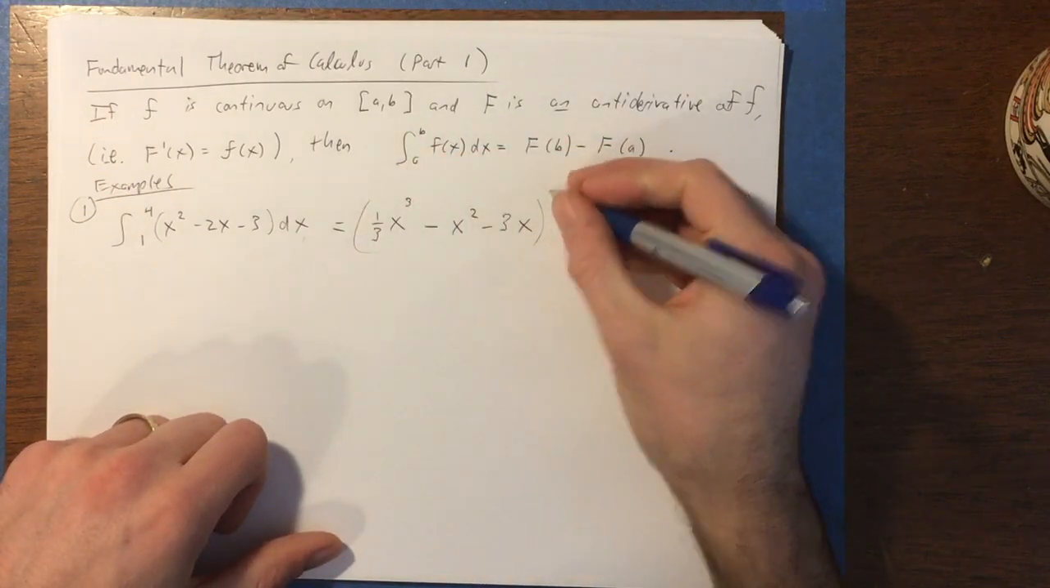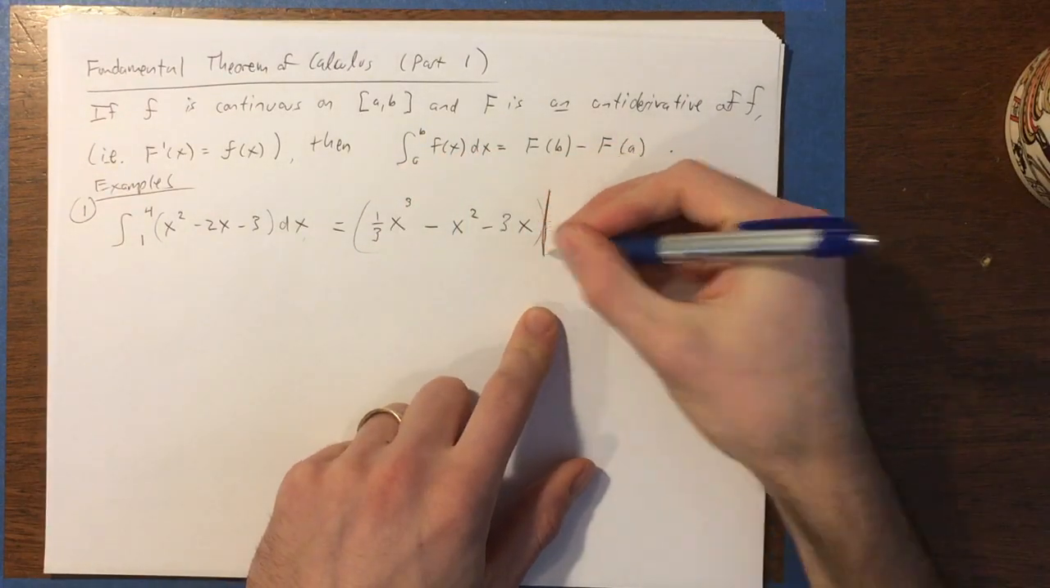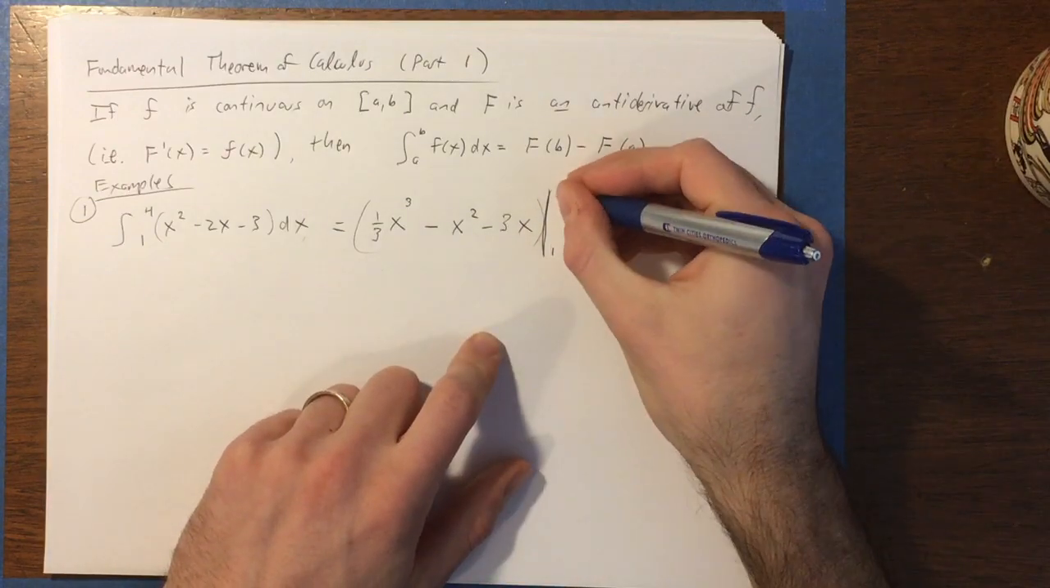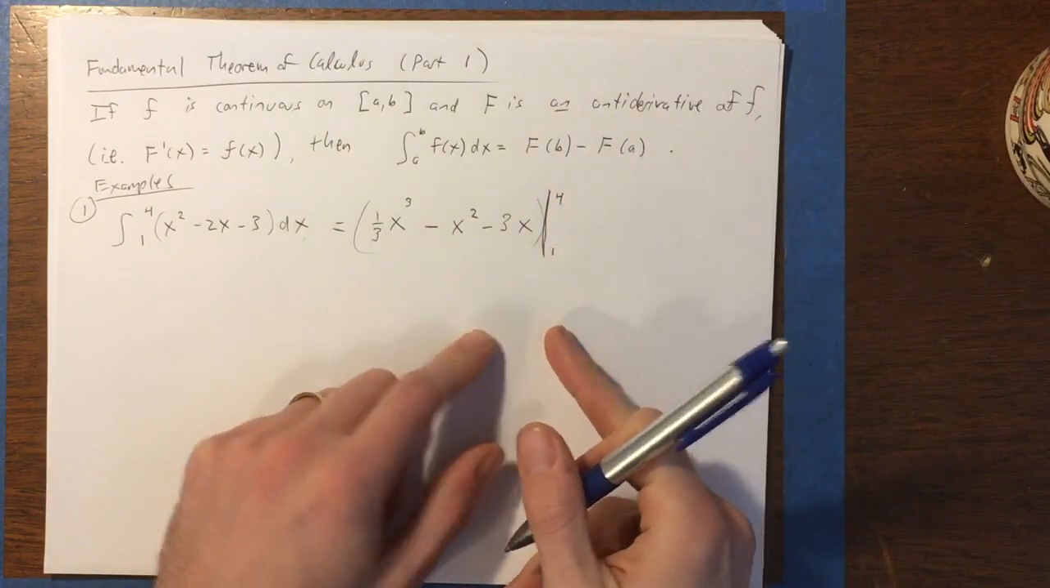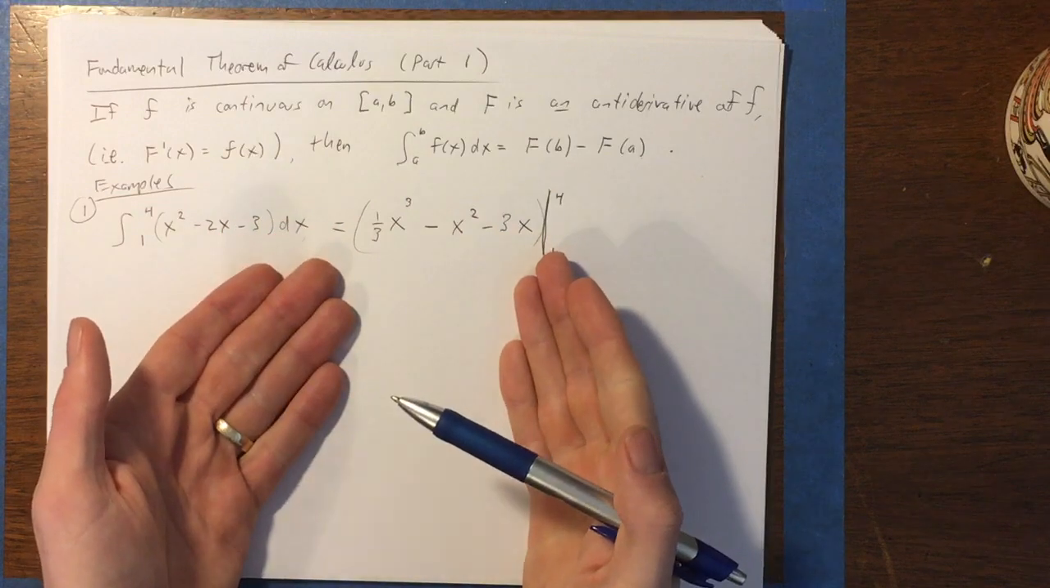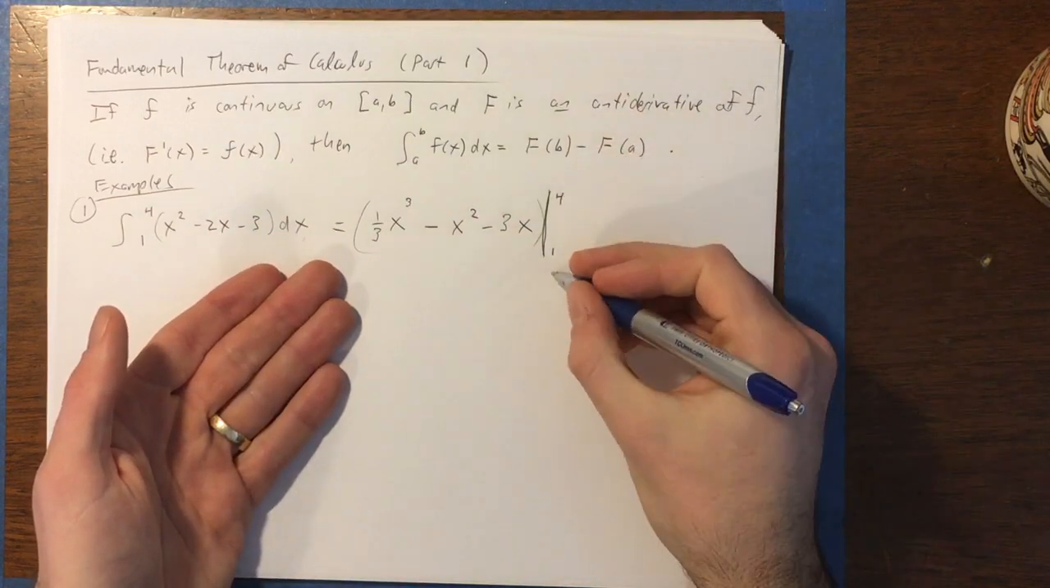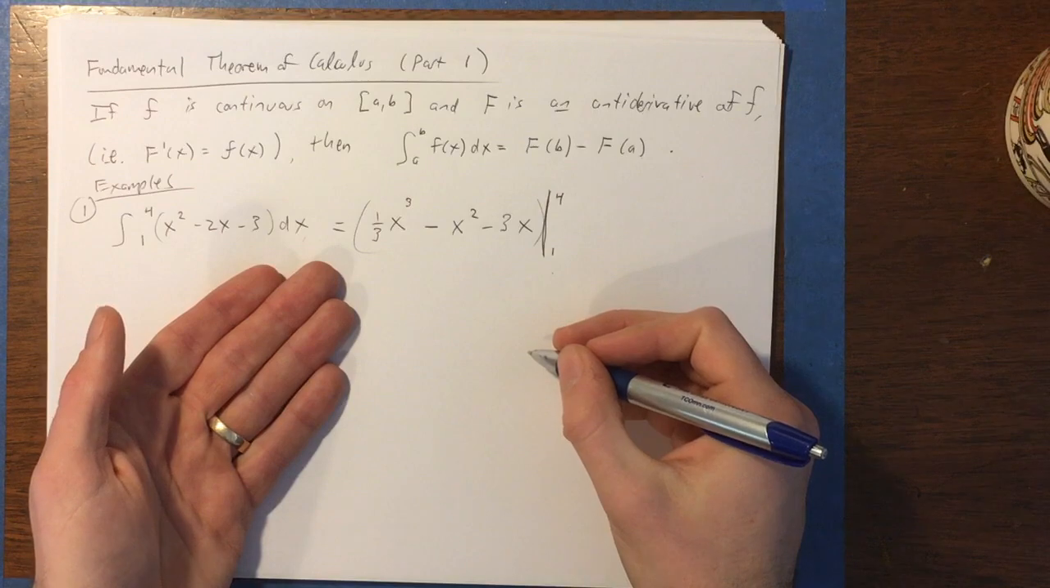If you put a vertical line over here, just a vertical line like that, and put a 1 at the bottom and a 4 at the top, this is a special notation which basically means take this function and evaluate at 4 and evaluate at 1 and subtract the results in that order.